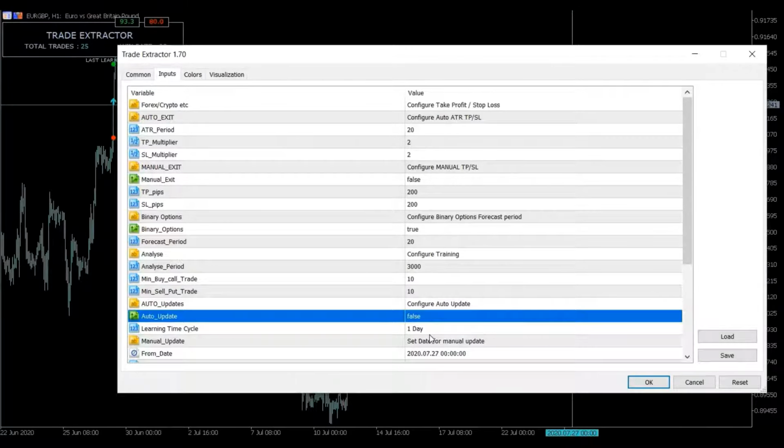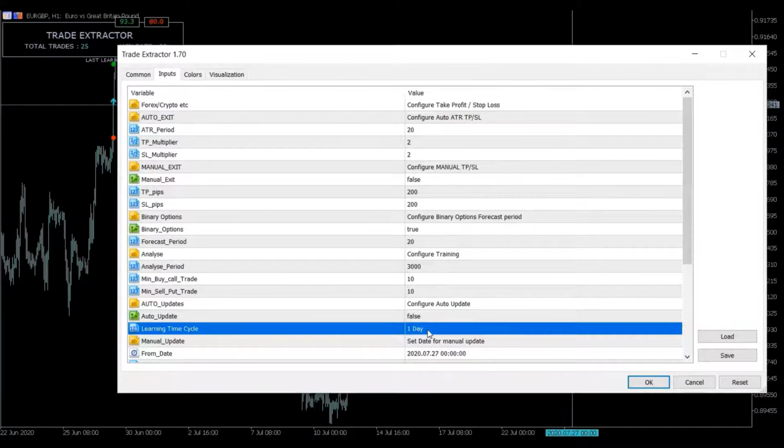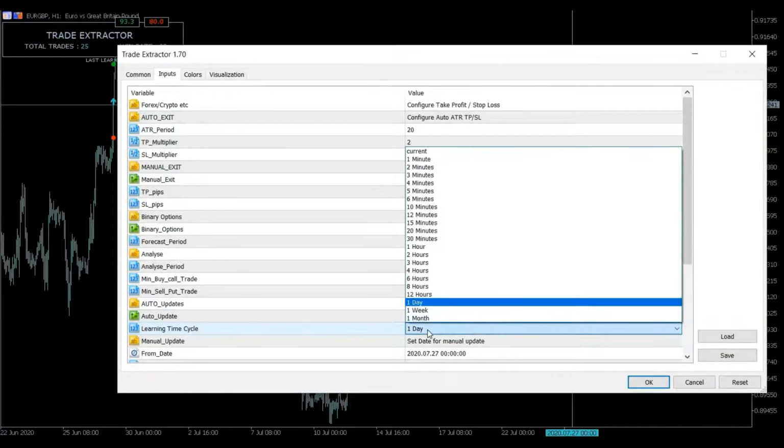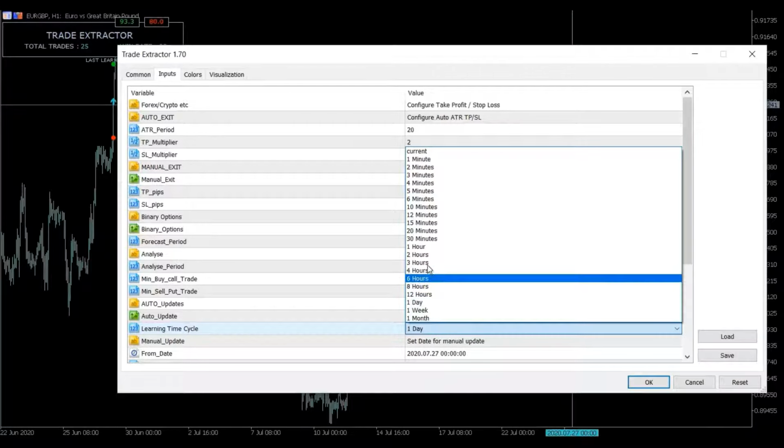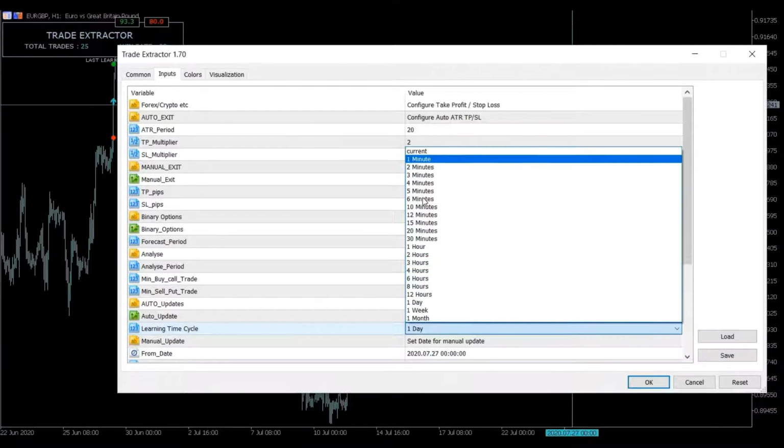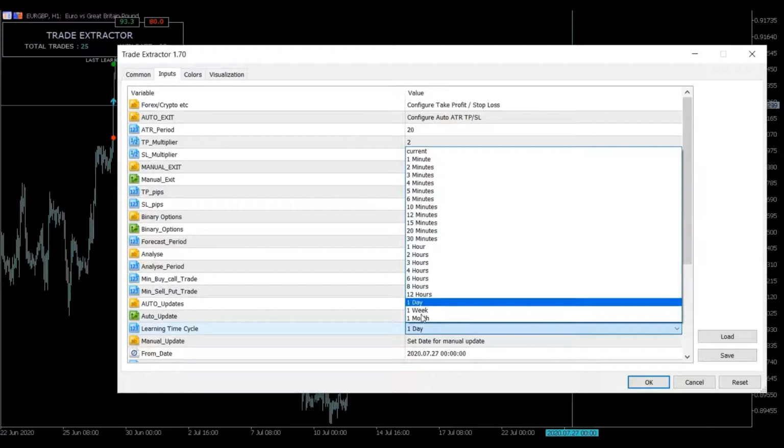Next one is auto update. If you set auto update true, the algorithm automatically relearns every 1 day. The learning time cycle is 1 day, which we can set to any number as per the cycles we need. If you are using a 1 hour chart, you can set a 1 day time cycle, which is more than enough. Likewise, it depends on the time frame, and we have to change the learning time cycle.